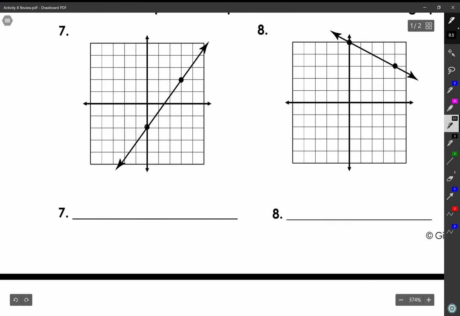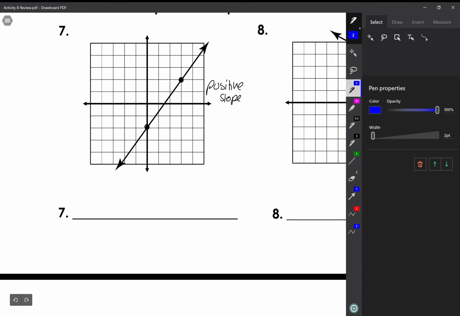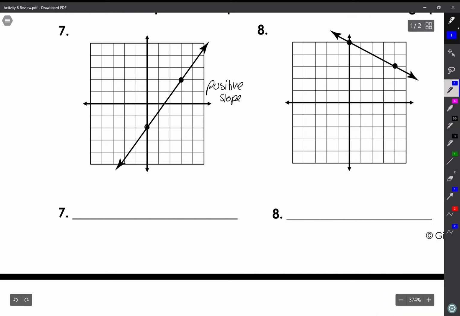So first I'll start with the slope. I can tell it's a positive slope. Okay, so I know my m is going to be a positive number. So I'm going to do my rise over run. Okay, there we go. I go for my rise, 4 in the y direction, and then 3 in the x direction. So my slope is just positive 4 over 3.